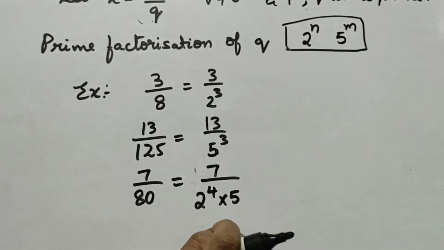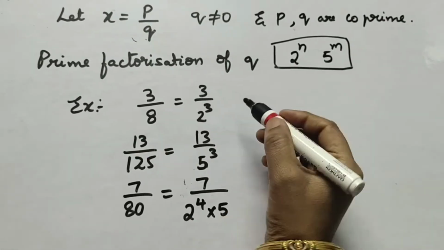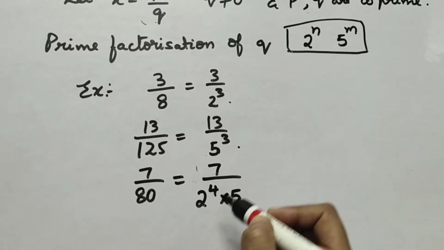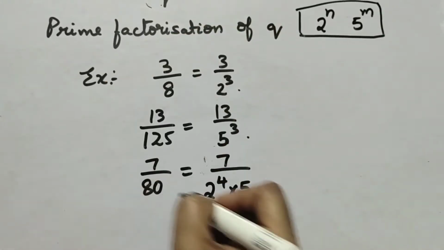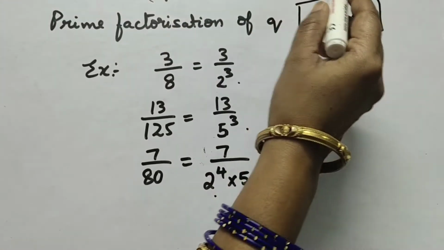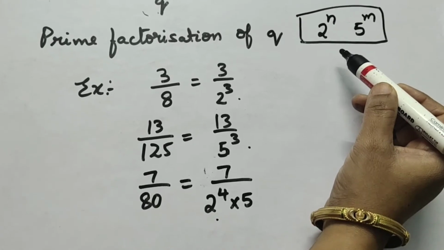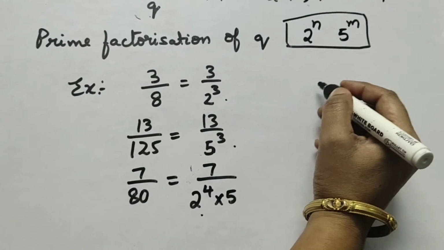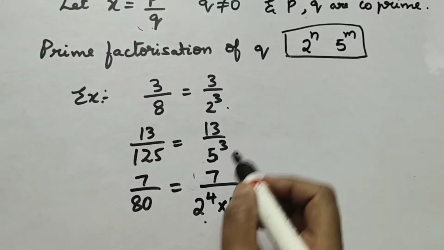Consider this example. If you observe this example, the prime factorization of the q is either in the powers of 2 or the powers of 5. It can have both 2 and 5. Then such kind of expansions are terminating. Understood children? To check whether the rational number has a terminating decimal expansion or not, the prime factorization of q must have factors of only 2, that means the powers of 2 or powers of 5 or both.